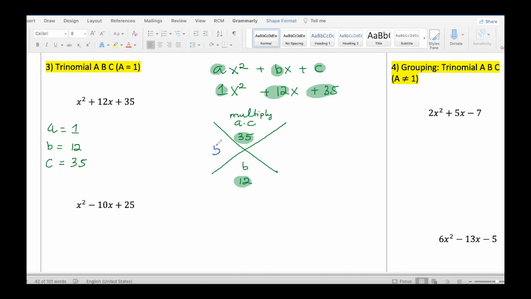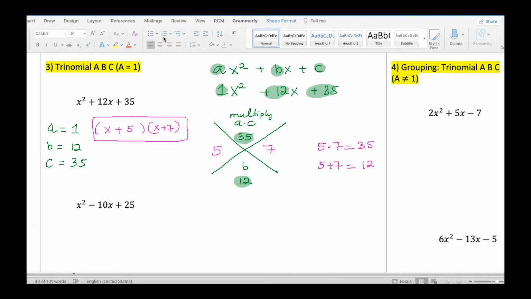So I will stay with 5 and 7. 5 times 7, think about this, gives me 35, and 5 plus 7 also gives me 12. So that's what I'm looking for. What we're going to do right now is write my answer as two parentheses because it's x squared. So we have x and x, and then we have plus 5 because it's a positive, and then plus 7. And we are done. So this factoring method is as easy as that.